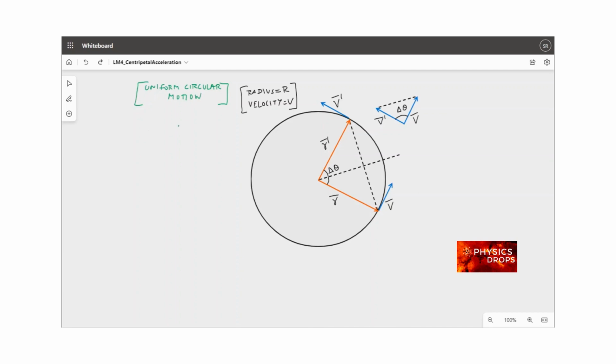Okay, so let's look at what is uniform circular motion. Let's take the case of an object which is going around in a circular fashion with the same speed, the uniform speed. Such an object is said to be in uniform circular motion.